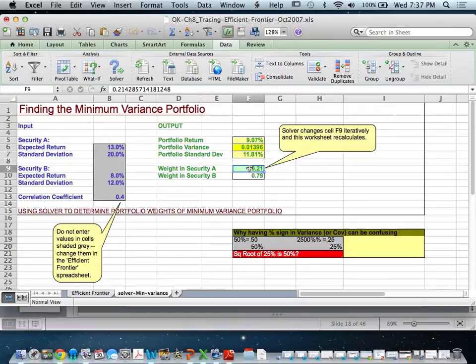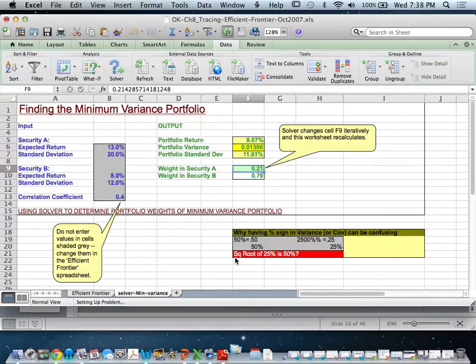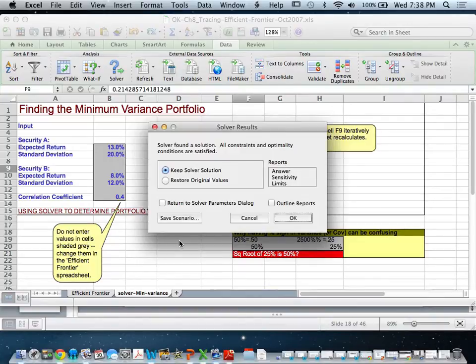Notice, I'm telling the solver to minimize portfolio variance. Why? Because we don't like that. It's like minimize garbage. You don't want garbage in your house. If you have some method of minimizing garbage, you'd like to do that. One way we figured out how to minimize garbage is by changing the weight in this security A until we have a minimum variance portfolio. So let's run it and see what happens. Remember, I changed the correlation coefficient to 0.4. We should not get 0.21 here. That's what we're looking for. Solve. See, it took some time. Did you notice that? Keep the solver solutions.